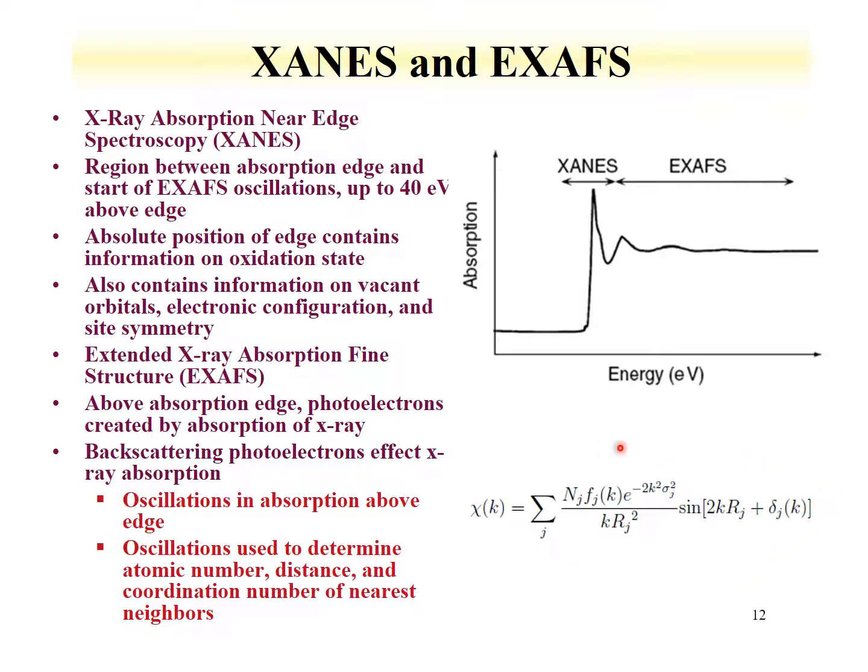What's interesting about this term is that we can determine something about the number of coordinating atoms and the radius from the metal center to those coordinating atoms. So in other words, you can get information about the structure, the geometry, and the distance between the metal center and the ligands that are near that metal center.